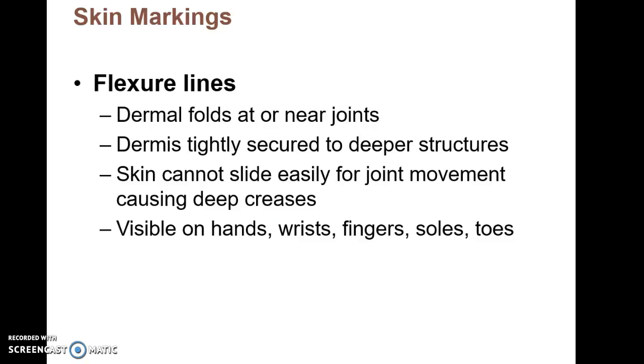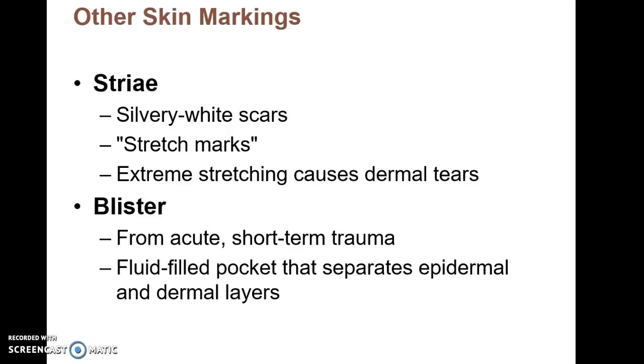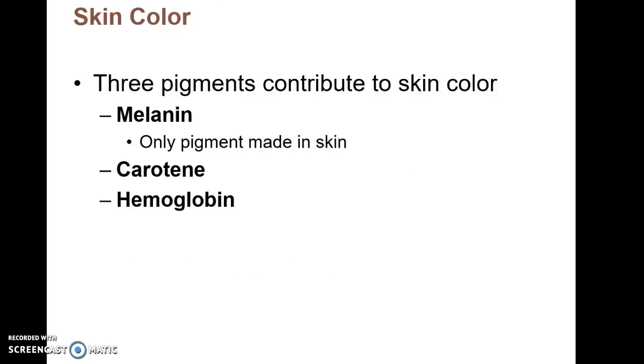All right, so your fissure lines are going to be your dermal folds. They're going to usually be located near joints. They're going to be visible on your wrist, your hands, your fingers, the soles of your feet, and your toes. These are the places where your joints are located, so that as you are able to close or move those joints, those fissure lines will allow for it to be an easier process for you.